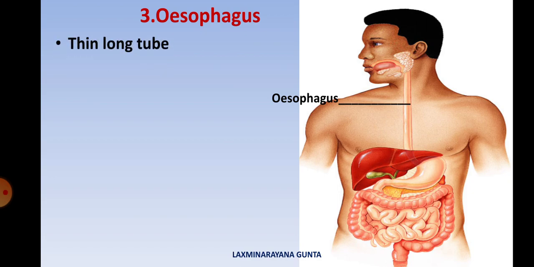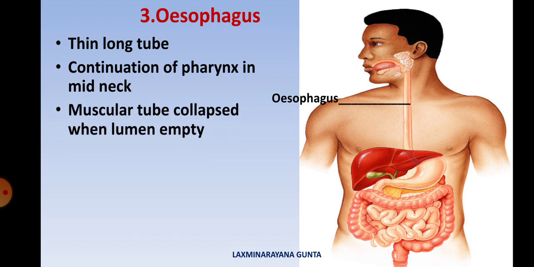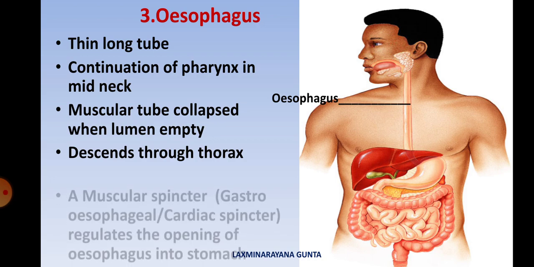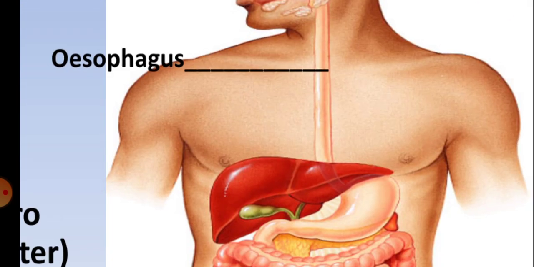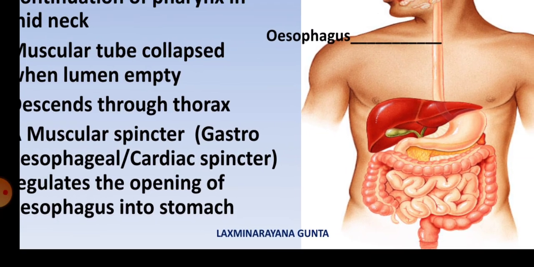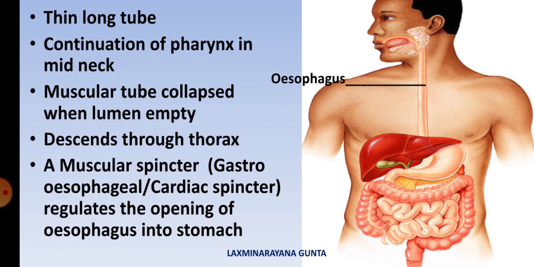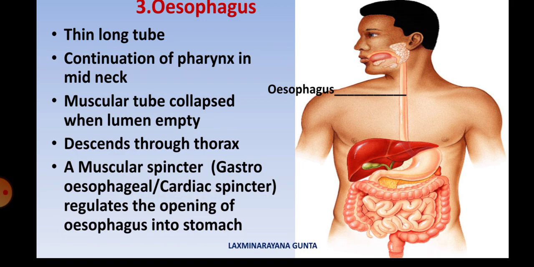This is a long tube that connects the mouth with the stomach, and this muscular tube is collapsed when the lumen is empty, and it descends through the thorax. Its opening into the stomach is guarded by a muscular sphincter called the gastroesophageal sphincter, or also called the cardiac sphincter.